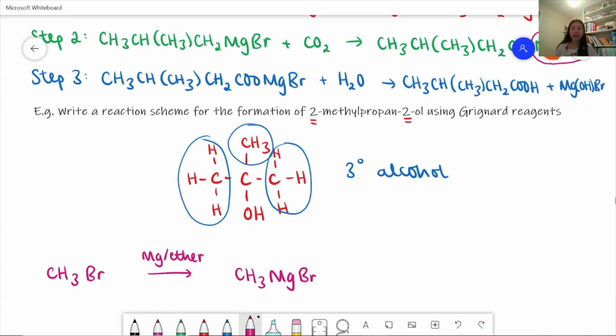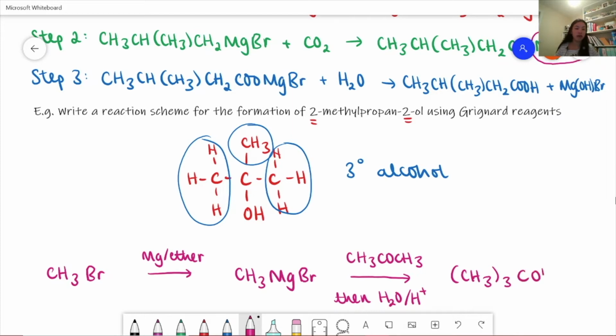And now we need another reactant, and so we have to use propanone because it has to be a ketone. So we have CH3COCH3. And then after that, we need to add some dilute acid, so H2O with some H plus ions. And then what we can form is this 2-methyl propanol. So we have 3 CH3 groups on a carbon with an OH.